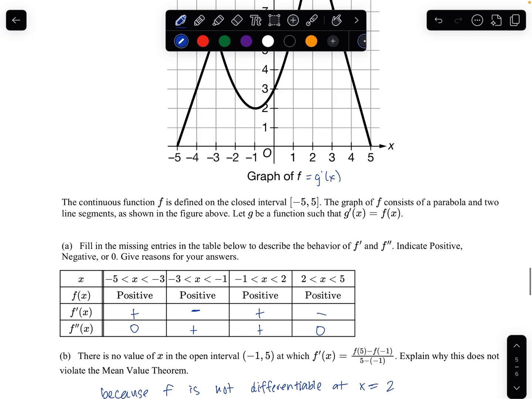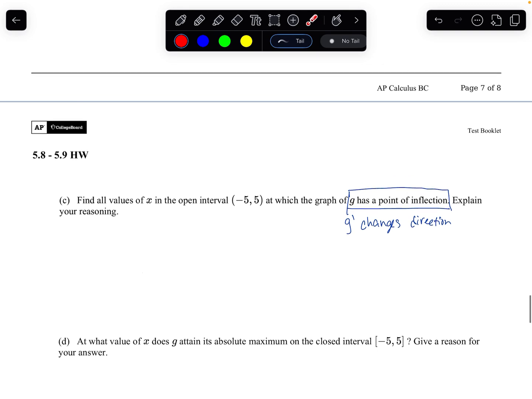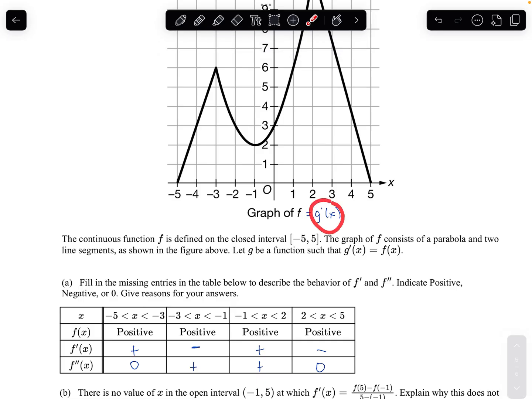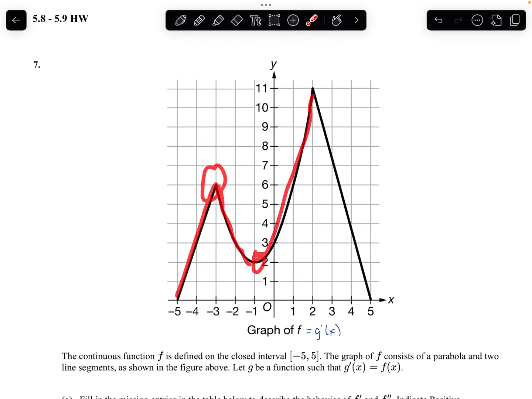So what does that mean for g prime? If there's a point of inflection, that means that g prime is going to change directions. So g prime is going to change from increasing to decreasing. So let's go ahead and check the graph right here. This is the graph of g prime. It changes directions right here, changes directions right here, changes directions right here. So I see 3 right there.